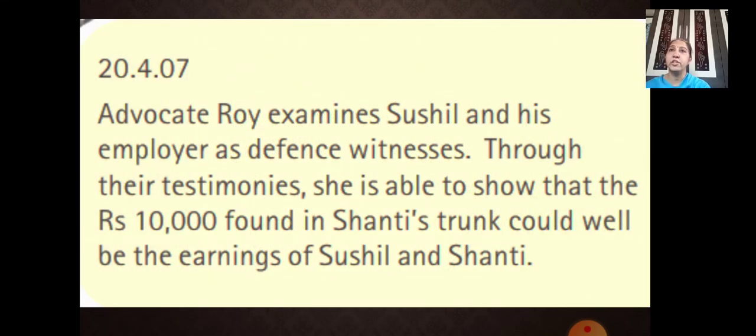So on 20th of April, Advocate Roy examines Sushil and his employer as defense witnesses. Through their testimonies, she is able to show that the rupees 10,000 found in Shanti's trunk could well be the earnings of Shanti and Sushil.